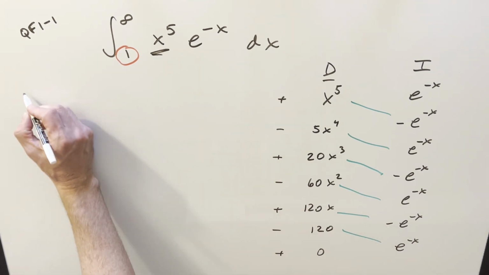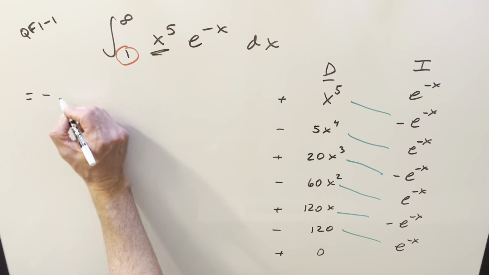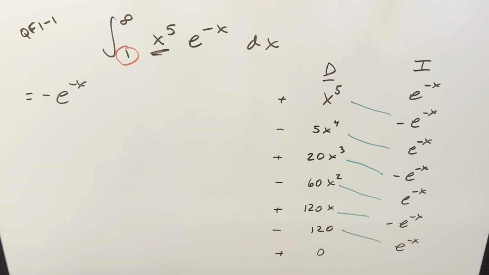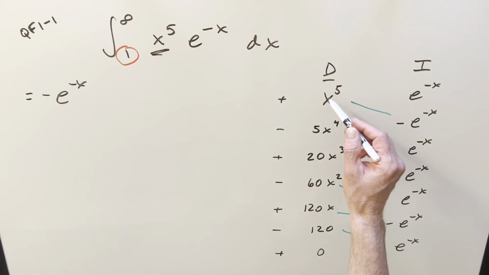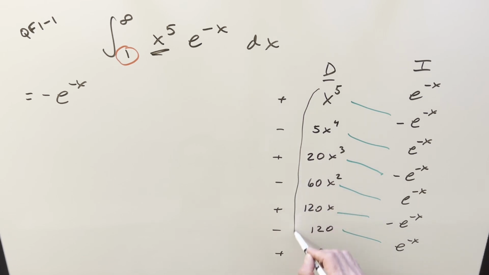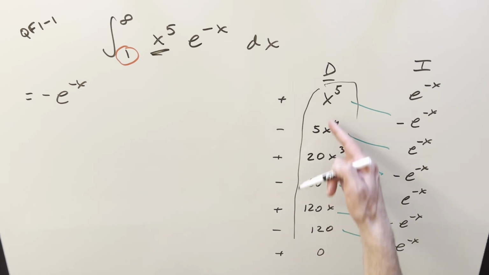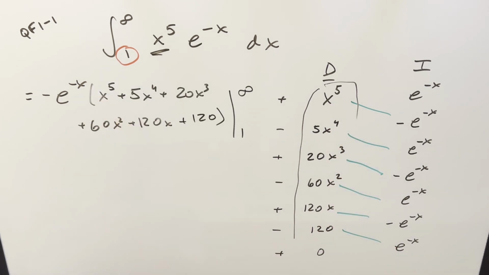So when I write this all down, let's factor out minus e to the minus x. And then we just need to copy down all the positive versions of this over here in this column. The last row is going to be zeroed out, so we don't have to worry about the 0 integral. We just need all this stuff here. And now we're at the point where we just need to evaluate this thing.